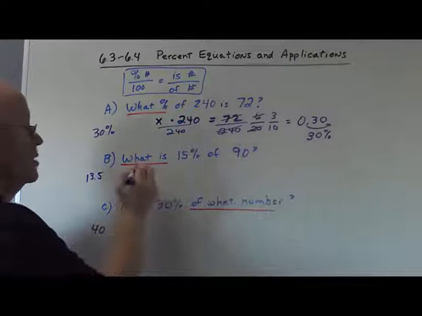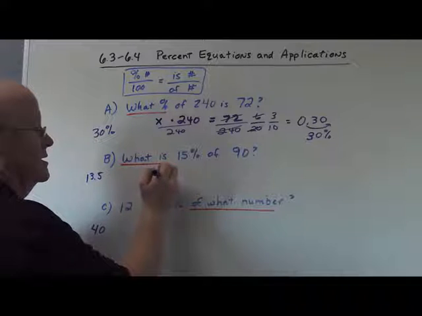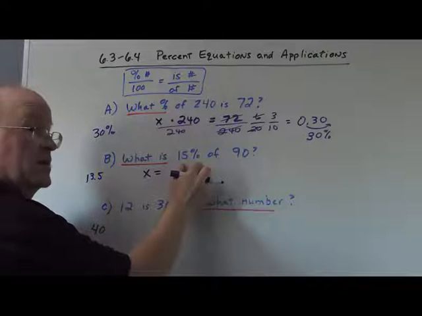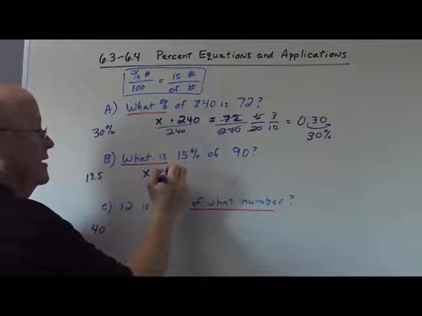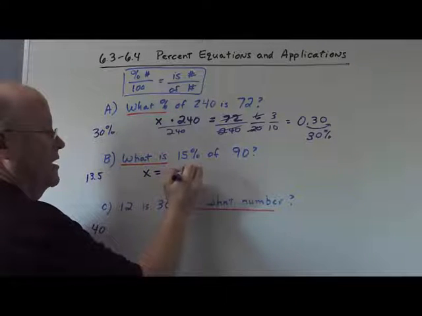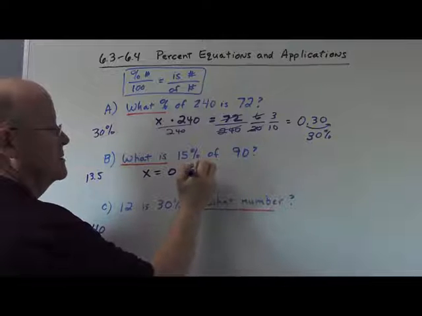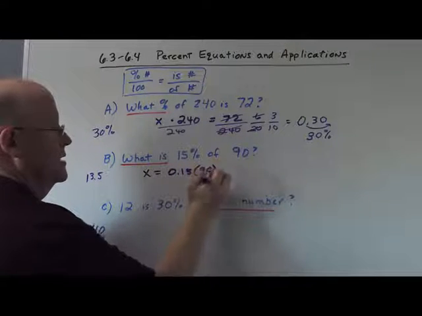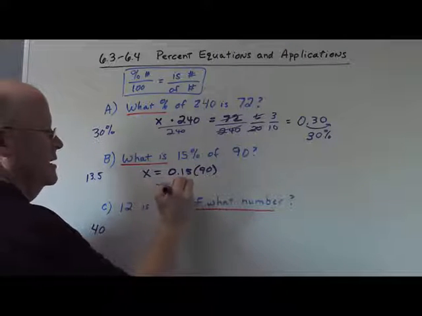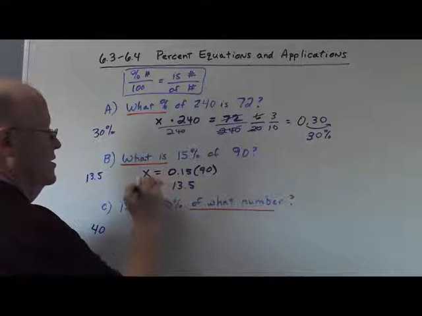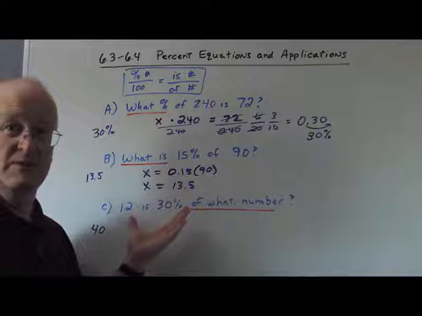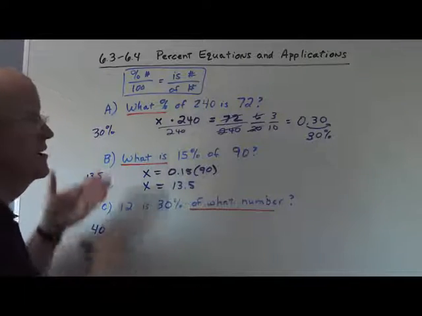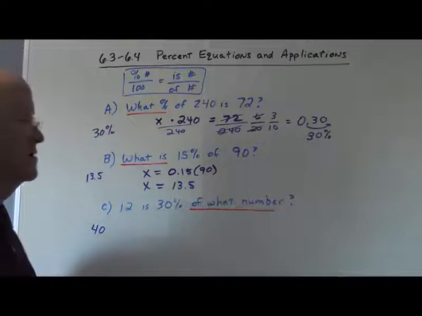This next one, what is? That would be x equals 15%. We need to convert into decimal form. Move the decimal 2 places to the left, make that 0.15. Of turns into multiplication to make that of 90. We would then multiply and get 13.5. So when you're trying to find the is number, this method actually works pretty well. You go straight to it, but not when you're missing the percent number.